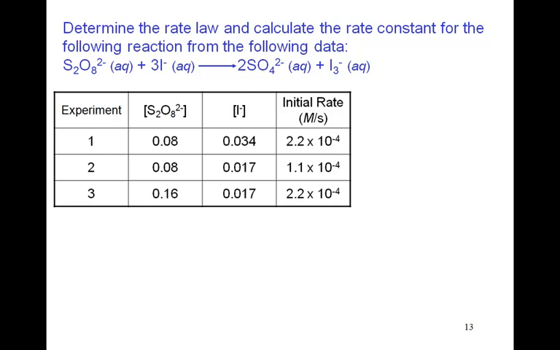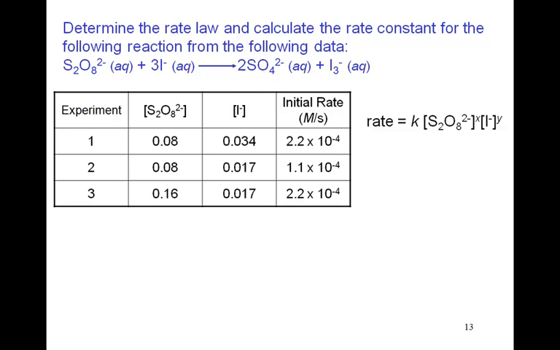Now let's try another example. Determine the rate law and calculate the rate constant for the following reaction from the following data. So there's the reaction. S2O8 2- ion reacts with 3 I- ions to form 2 SO4 2- ions and the I3- ion. Let's first find the rate law. Of course, the rate law is going to be equal to K times the concentration of S2O8 2- raised to the x power times the concentration of I- raised to the y power.